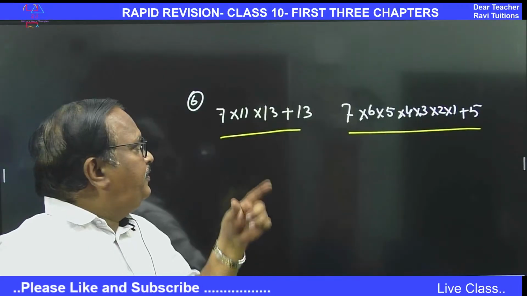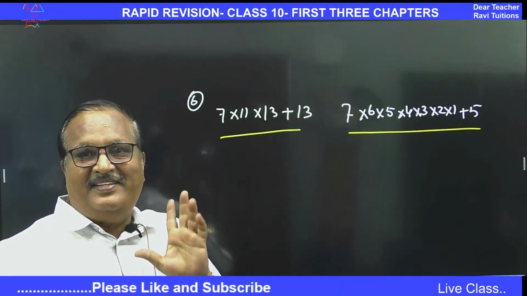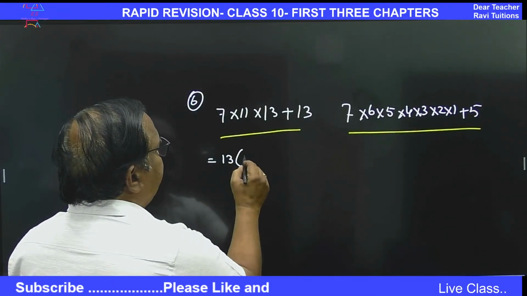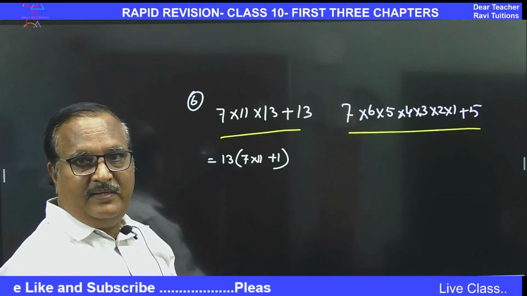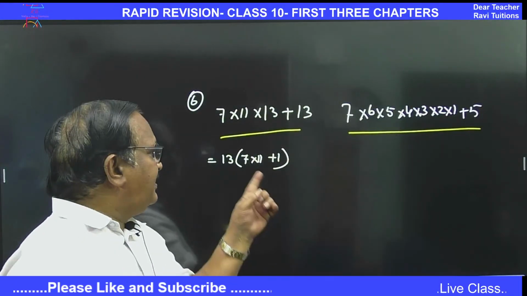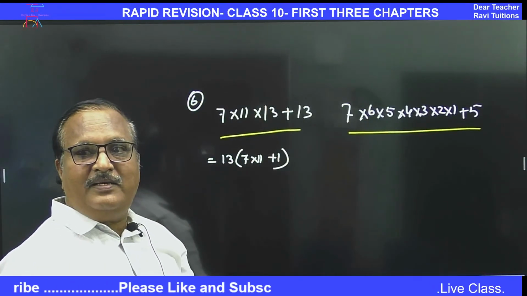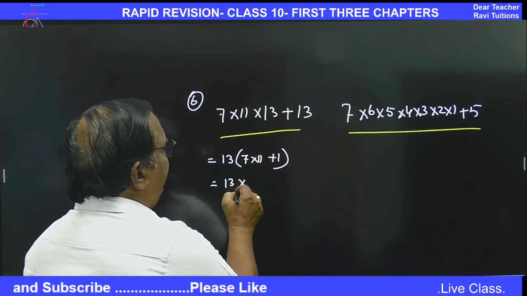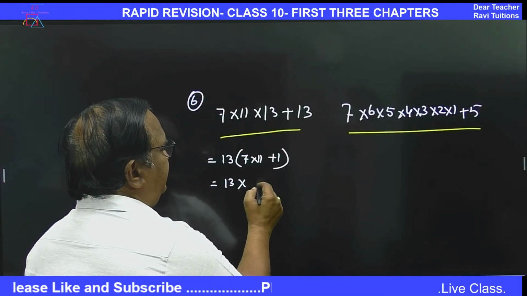So many people will multiply, add, get some number and then try to identify it. No, not that way. Let us see how it goes. In this, you take 13 as common, then 7 into 11 plus 1. Okay. So 7 into 11 is how much? 77. Because the product of two odd numbers is an odd number. Odd number plus 1 is an even number. Therefore, this is 13 into an even number. Okay, 78 something will be there. You can write 78 is an even number.